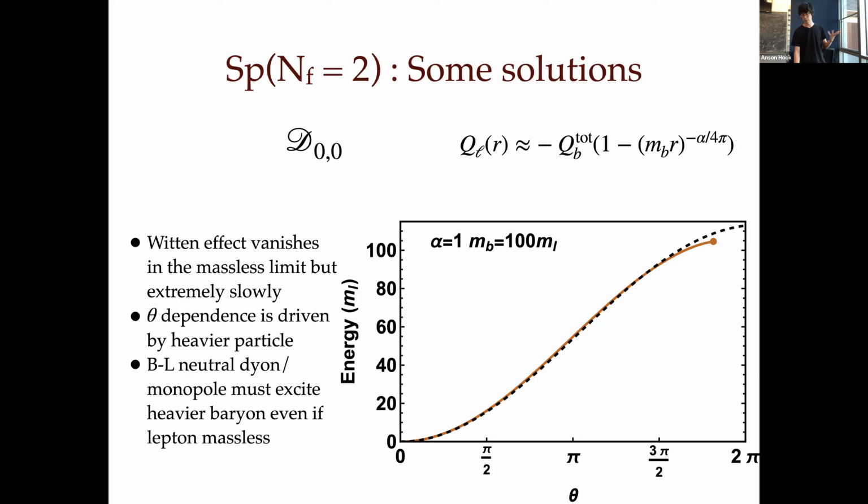I won't be able to get to it, but a fun fact is this is quite reminiscent of how SU5 works. In SU5, the lightest particle is the electron, but it's not actually what determines theta dependence. It's actually the heavier proton.